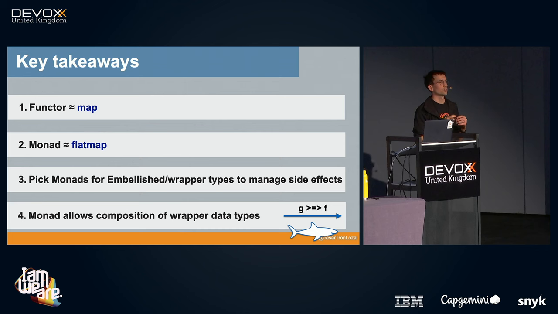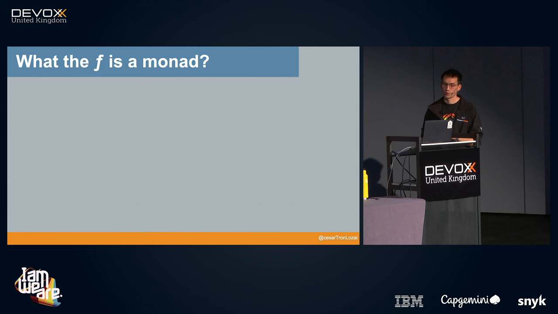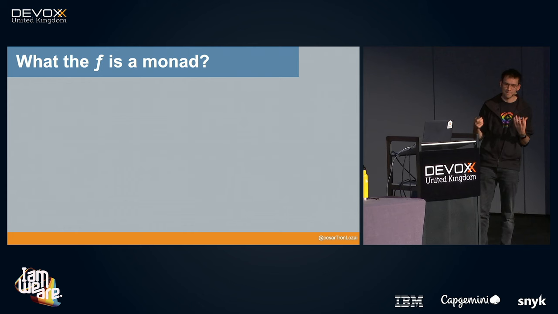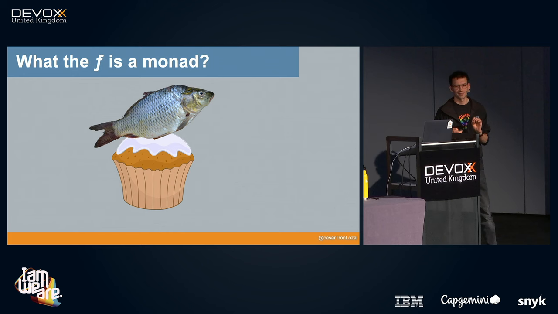Sorry, that's my final joke. If someone asks you, "I wanted to go to this talk, what the F is a monad?" you can just tell them a monad is the cherry on top of the cake that's actually a fish. OK, thank you. That was a great punchline.